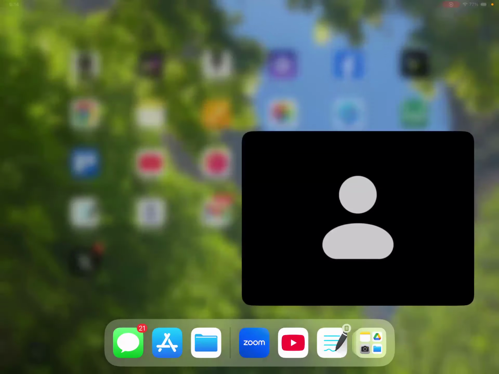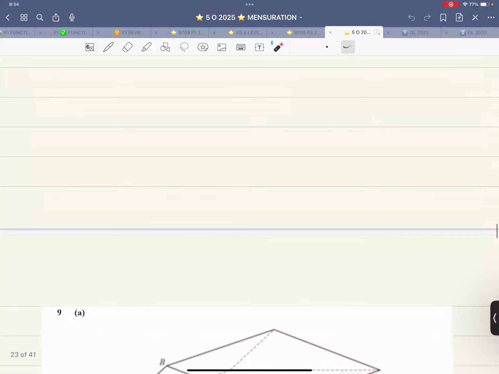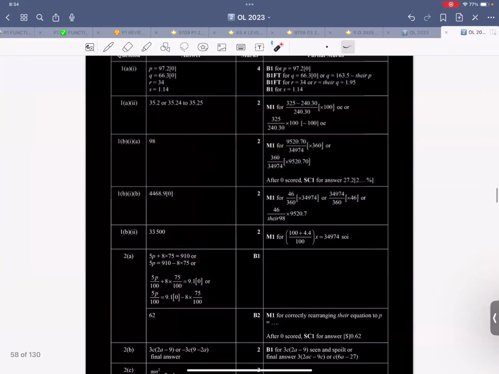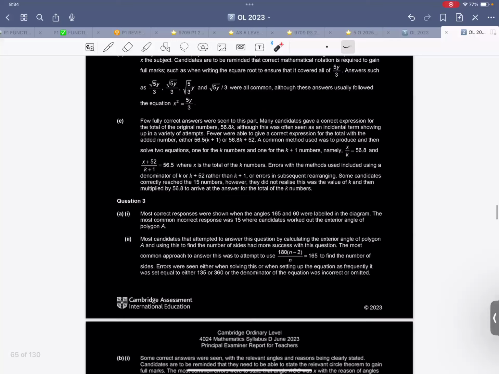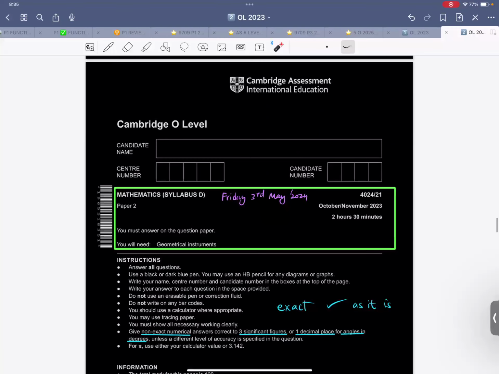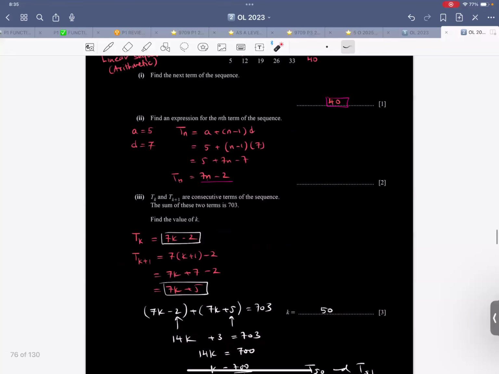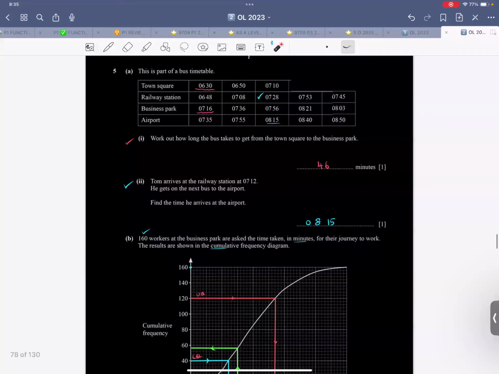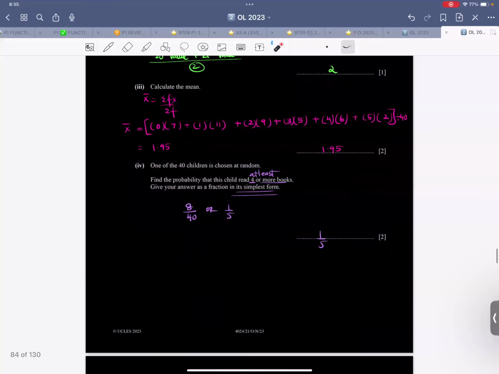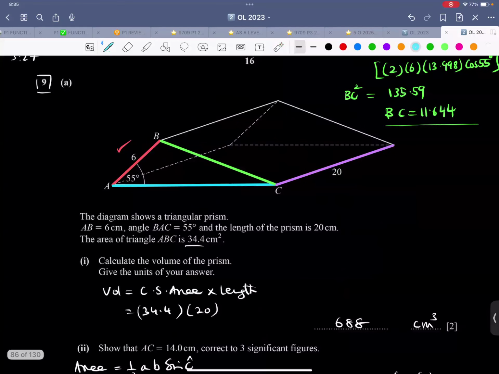Now, this particular question is of November 2023, variant 21. Let me go to this one, variant 21. I'll also go to the examiner report. I think I forgot about it. There it is. Now, first of all, let's focus on this.